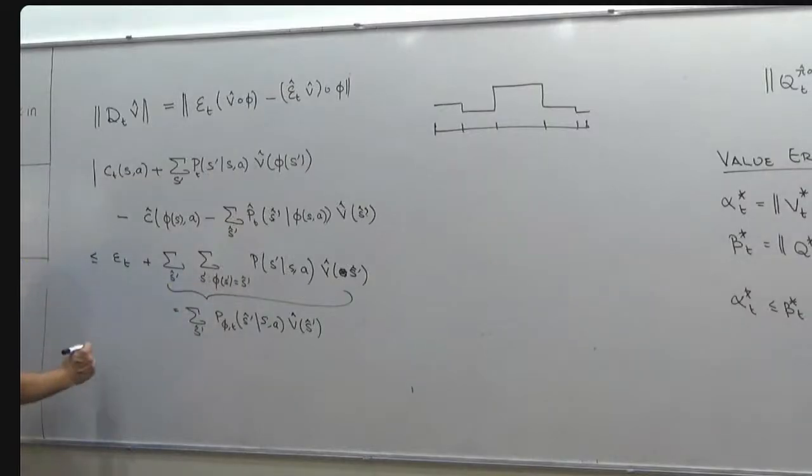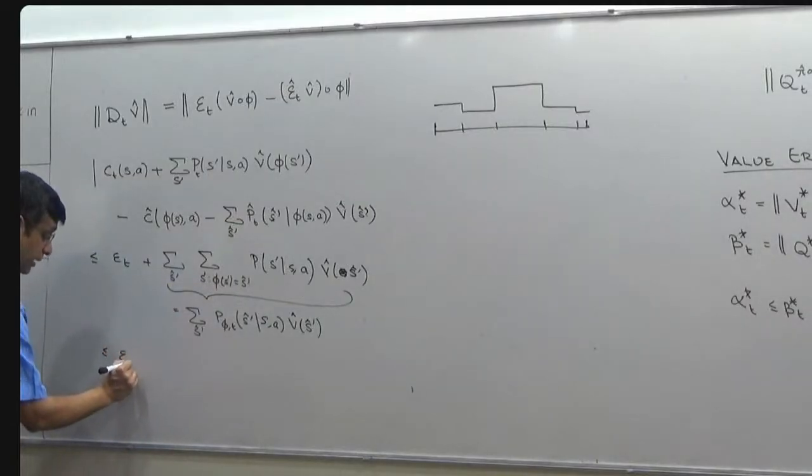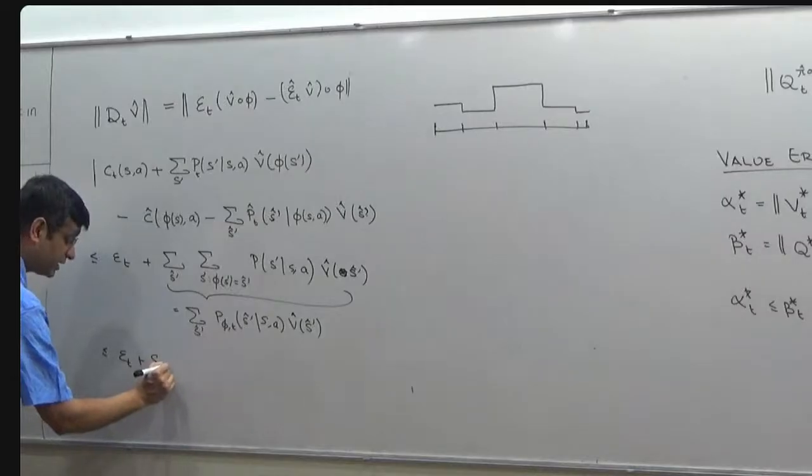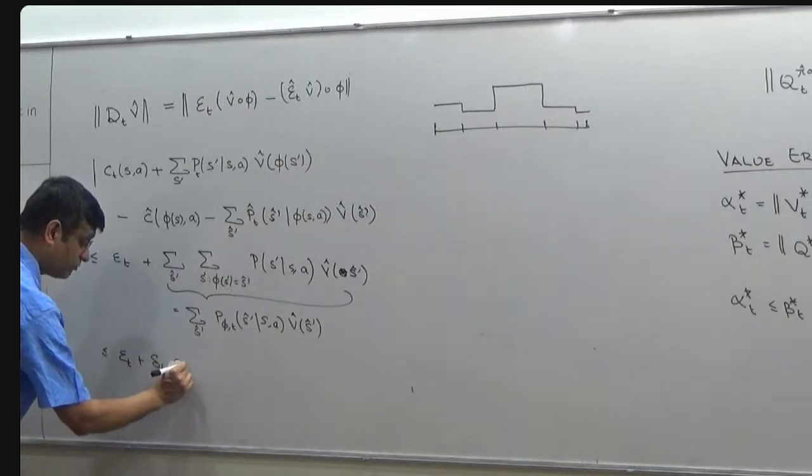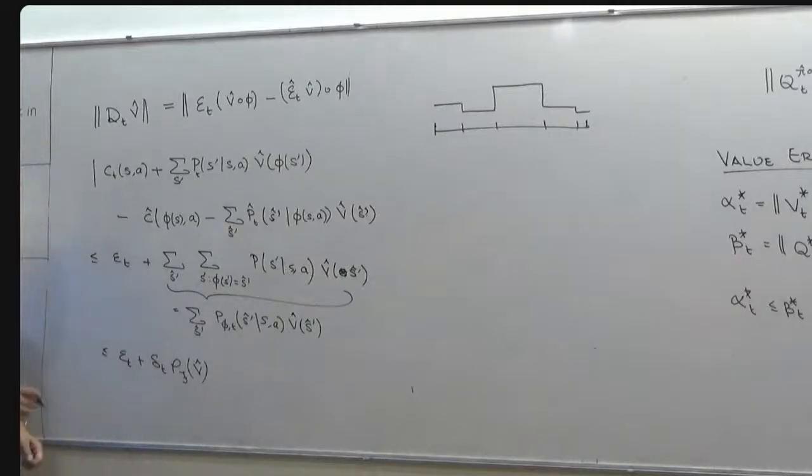So, this whole thing will be less than or equal to epsilon t plus delta t times rho f of V hat. So, I get the similar result as last time, that the sup norm of the mismatch operator on any value function in the hat domain is the error between the costs plus delta, which is the error between the dynamics defined in that specific way, times the Minkowski functional of my value function that I was taking here.